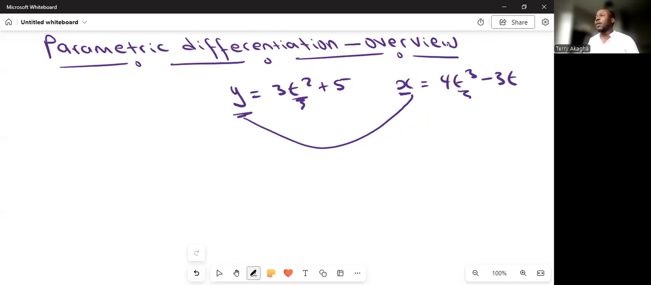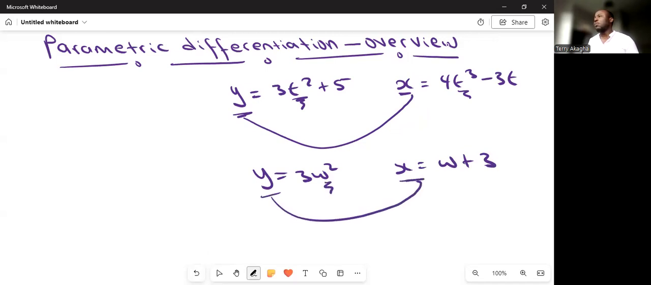In some cases, you can have maybe y is equal to 3w squared, and x is equal to w plus 3. You can see both y and x are described in terms of a third parameter, w. So to be consistent when I'm writing the rules or the steps, I'm going to just assume that the parameter is always t. I'm going to be using t in the steps, but it really means any parameter. It could be anything like w and the rest of it.